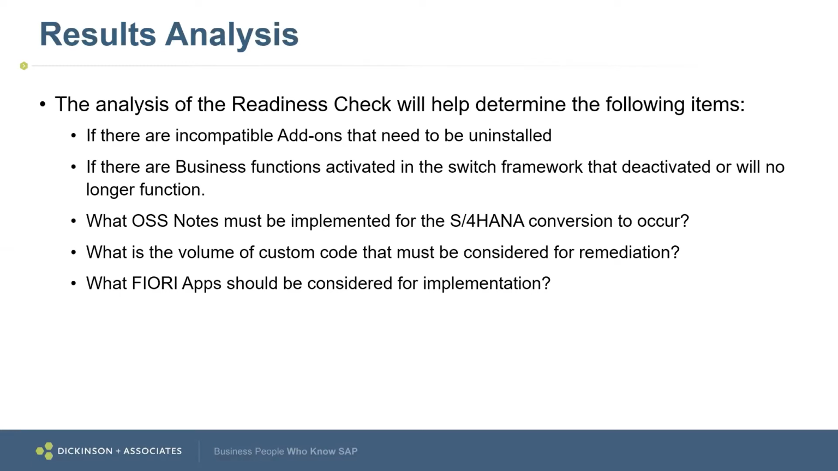Do you have incompatible add-ons? Do you have business functions that are activated that need to be addressed? Do you have OSS notes that have to be implemented to deal with the conversions? What custom code do you have that needs to be considered? And even what your forward-looking position should be on Fiori applications. So that's typically conducted in the discovery phase, repeated as we're in the prepare phase.